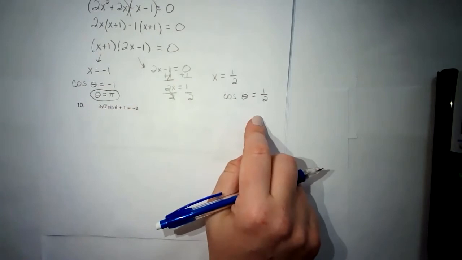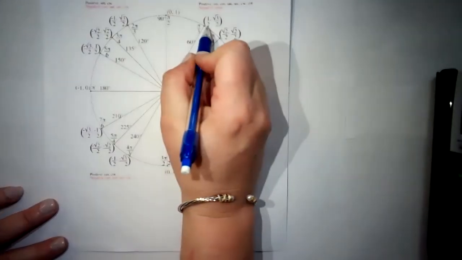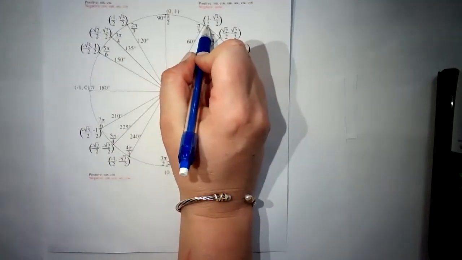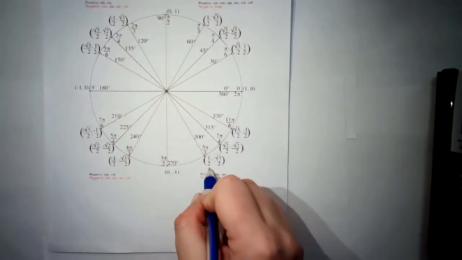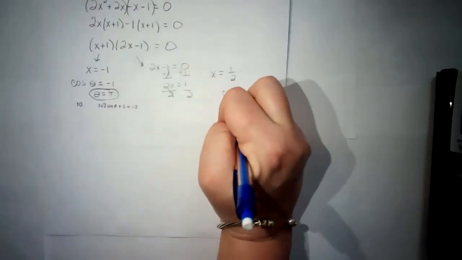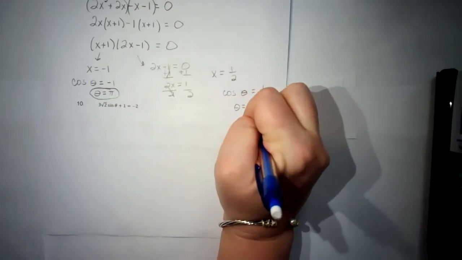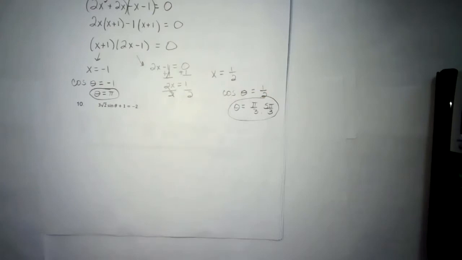Then I come over here, and now I want to know where is cosine +1/2. Well, pi over 3, but then there's also 5 pi over 3, because there are 2 places where it's positive and 2 places where it's negative. So I need both: pi over 3 and 5 pi over 3. So it turns out there were 3 answers for that equation, and you're going to need all 3 on there.